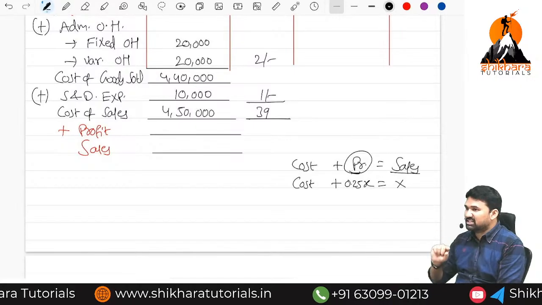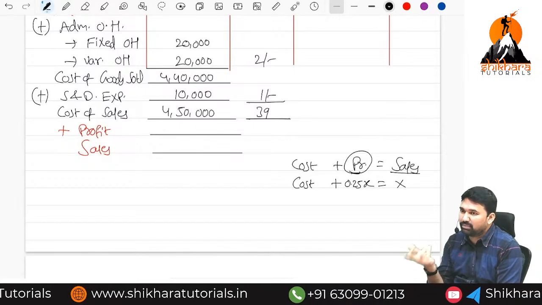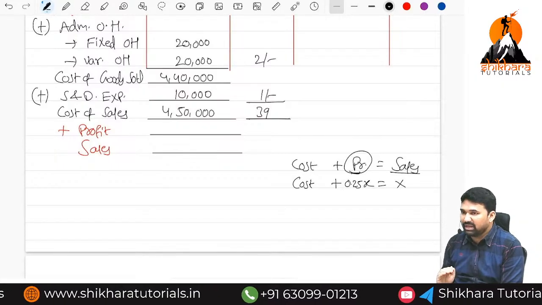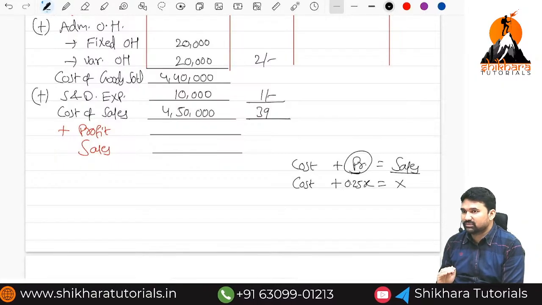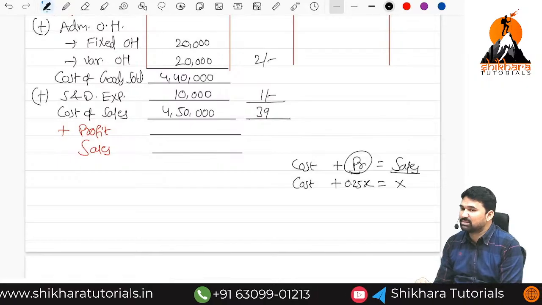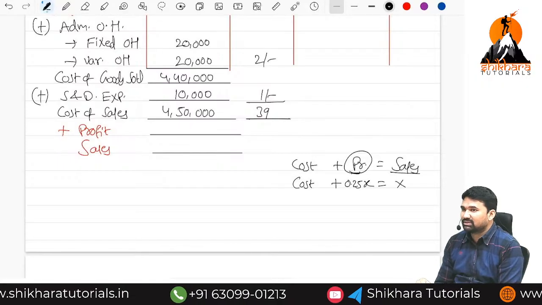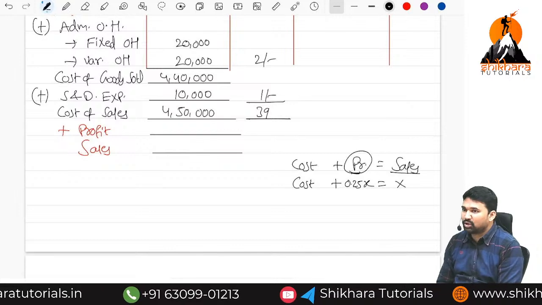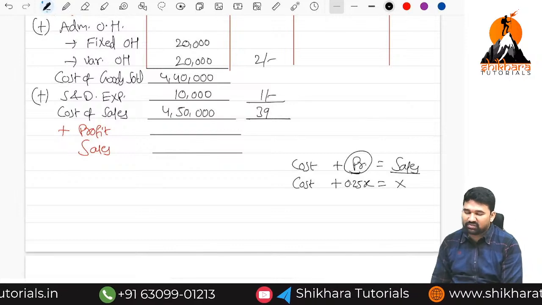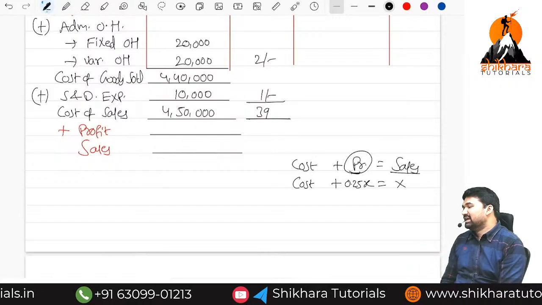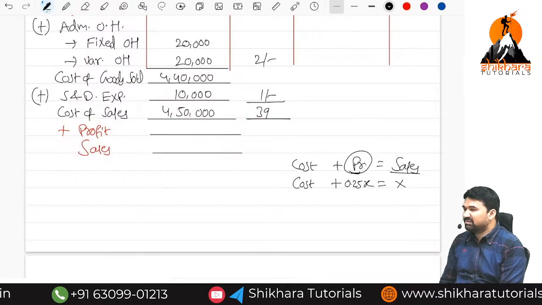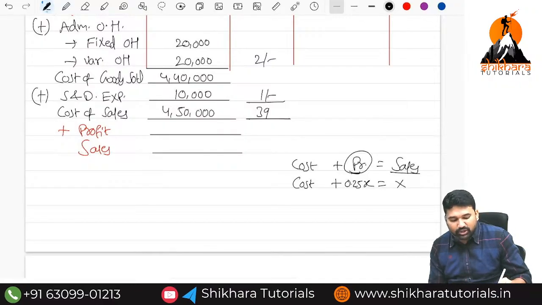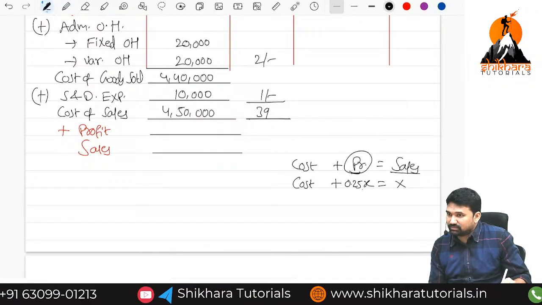25 in percentage. But if we express it in number, it is how much? 25 by 100. Percent means, do you know percent? Cent means 100. Per cent means 25 per 100. So if you divide 25 by 100 in a calculator also, it is 0.25. So cost plus 0.25x is equal to x.